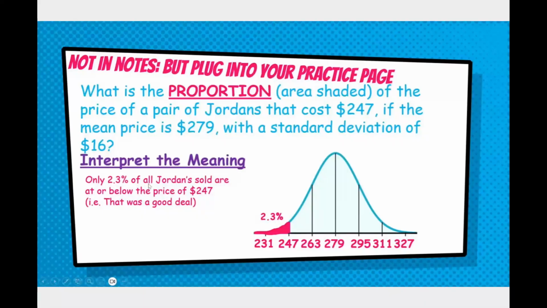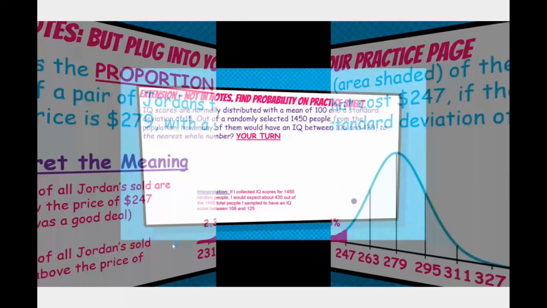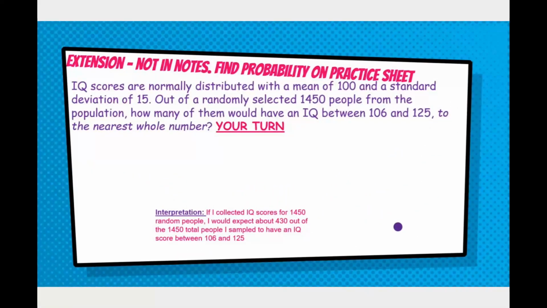You can say only 2.3% of Jordans sold are at or below the price of $247. In other words, that's a really good deal. Or you can say 97.7% of all Jordans sold are at or above the price of $247. Either way you look at it, it's fine.